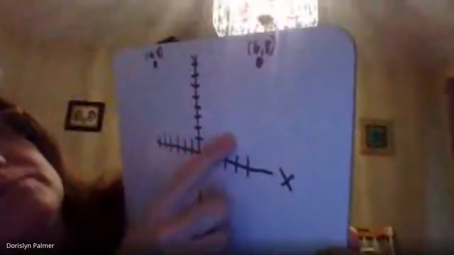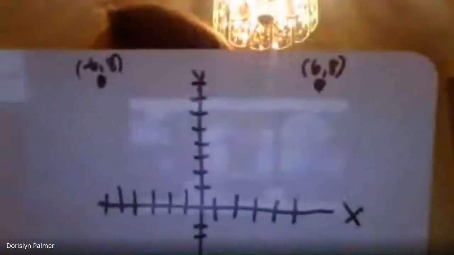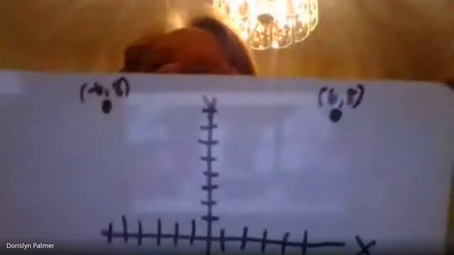Okay, thank you. Positive 6, positive 8. Okay, so if we flip something over the y-axis, we reflect it over the y-axis. This time, our y value stayed the same, but our x value, the sign changed. That's going to happen every time you reflect something over the x-axis and over the y-axis.